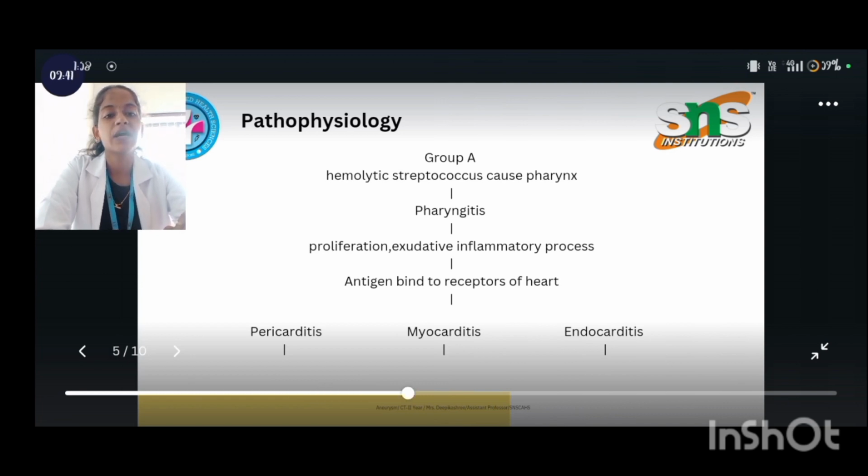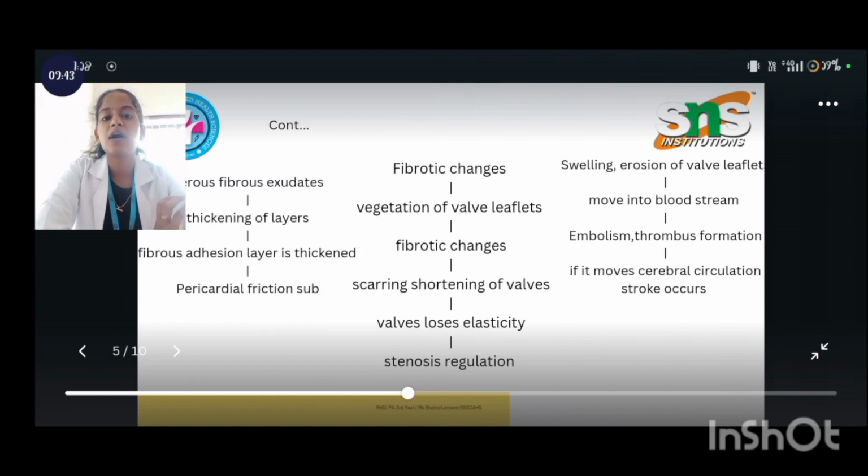Under pericarditis, serous fibrous exudate is present. Next to that, there is thickening of the heart layers. Then the fibrous adhesion layer is thickened. The last one is pericardial friction rub.